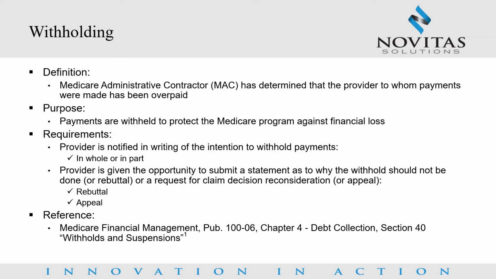Withholding. Payment withholding occurs when the Medicare Administrative Contractor has determined that the provider to whom payments were made has been overpaid. If it is determined that a provider has been overpaid, the Medicare Administrative Contractor is required to notify the provider in writing of the intention to withhold payments, whether in whole or in part. The provider will have an opportunity to submit a statement as to why the withhold shall not be put into effect. The written notification provides the necessary instructions on how to submit a rebuttal or a redetermination through the appeals process.